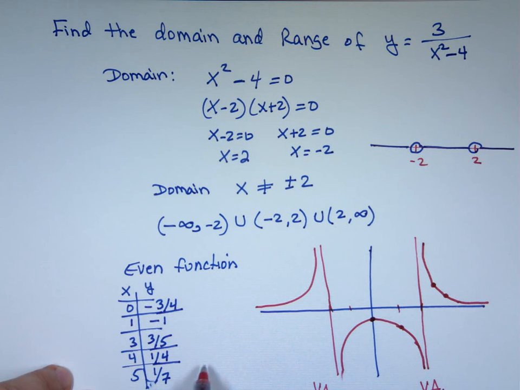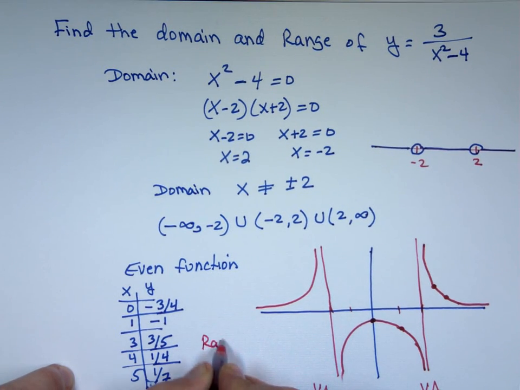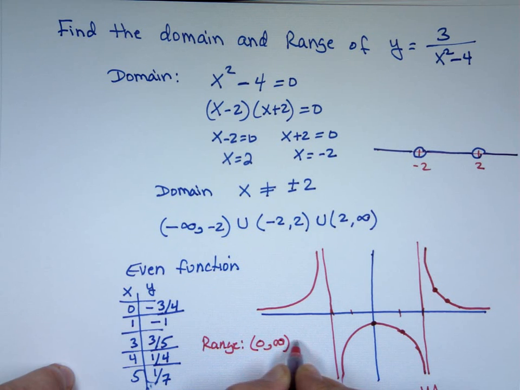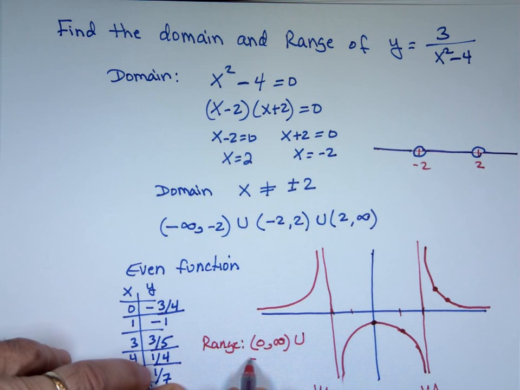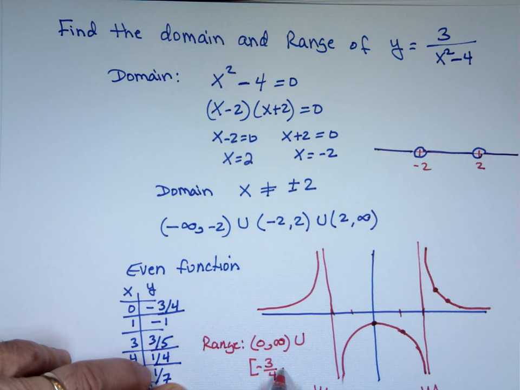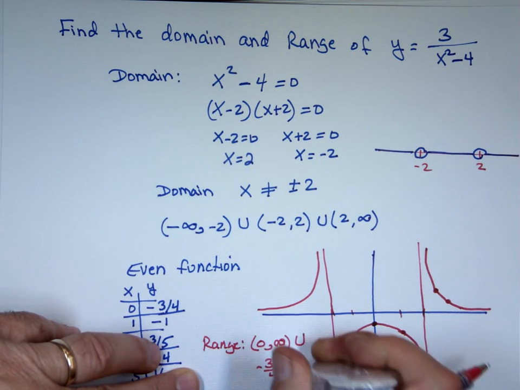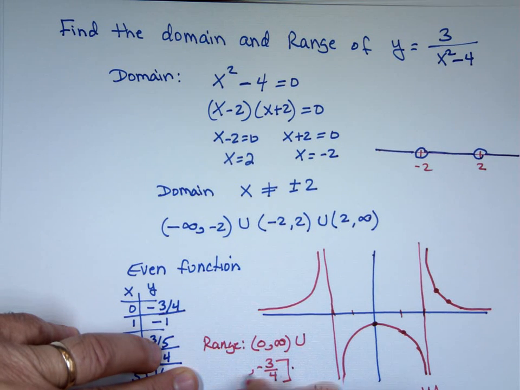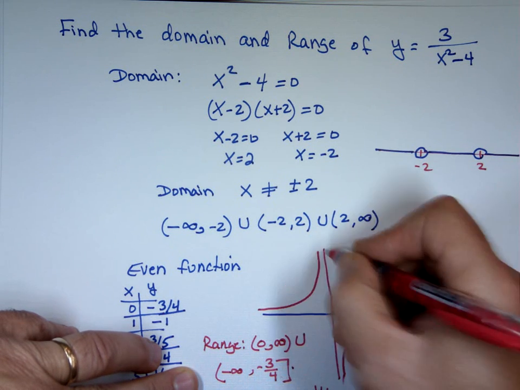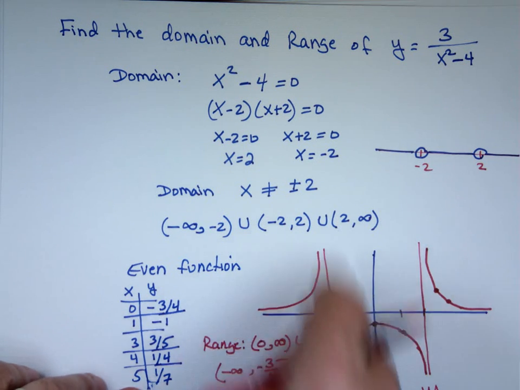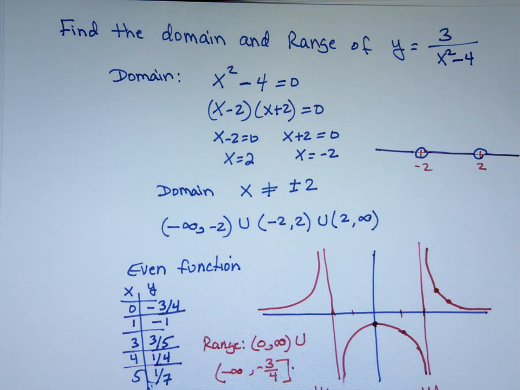So the range now, from 0 all the way to infinity, you also need to add to it from negative 3 over 4 to where? Down, which is negative infinity, right? So obviously I have to write the negative infinity first, because we write the smaller value first, the largest value second. From here to here, and from here to up. From negative infinity to negative 3 over 4, also add to it from 0 to infinity. That's the range of that function.